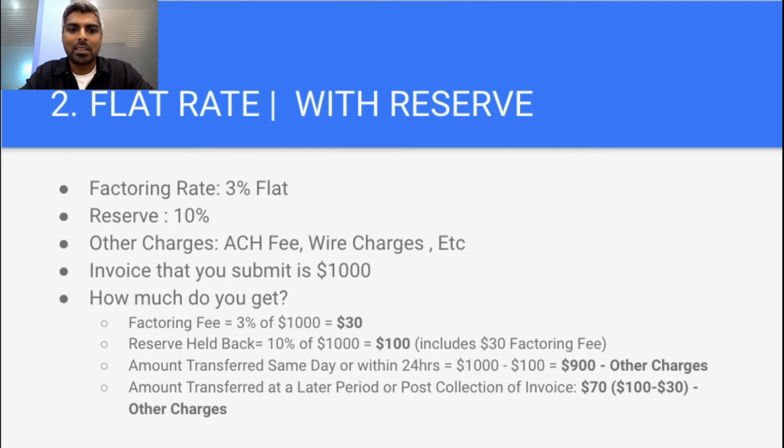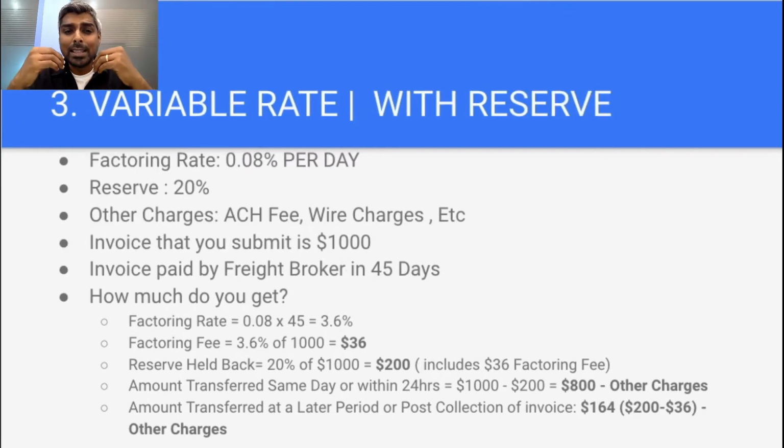So next, let's look at the third example. In the third example, we are now going to look at a variable rate.